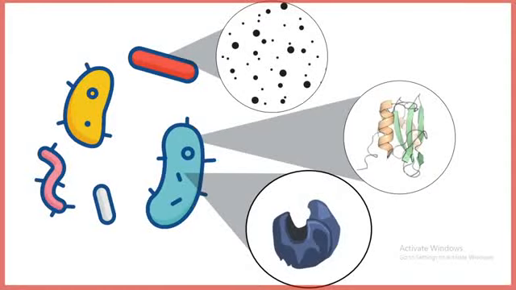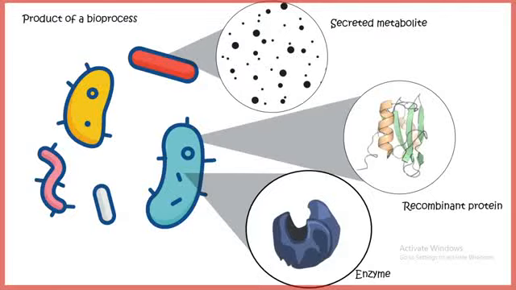Now, let's try to understand what type of products could be generated using this bioprocessing method. The product could be a secreted metabolite, which is secreted outside. The product could be an enzyme, which is relevant for biomedical research, or maybe this enzyme is an important therapeutic drug. It could also be a recombinant protein used for biomedical research. So, all of these types of products can be generated using a bioprocessor. Now, the bioprocessor can produce these products in a controlled environment.